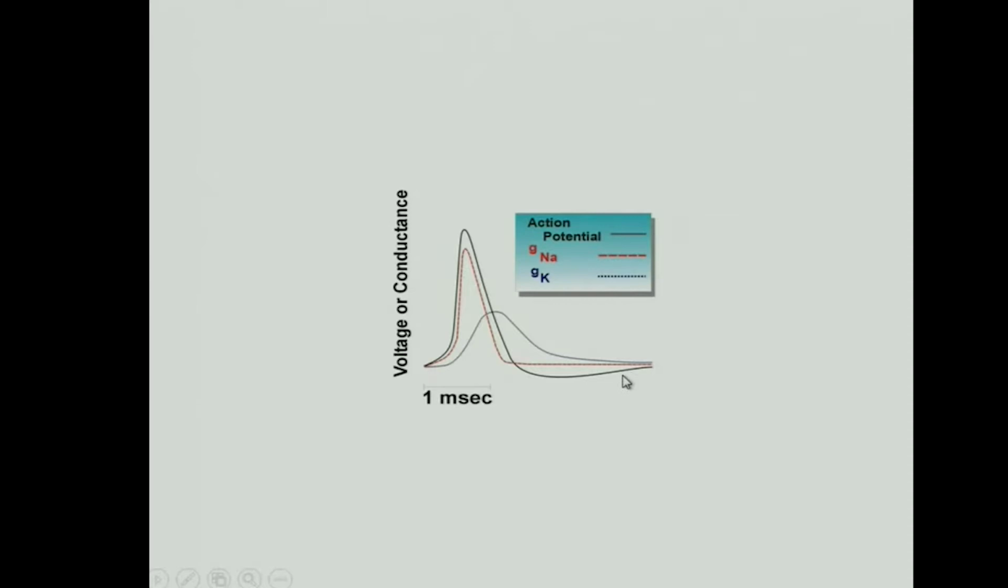So this then is the entire sequence of events that underlies the initiation, the depolarization, the peak value, remember we talked about the overshoot, the repolarizing phase, and the after hyperpolarization. So you need to know all these different phases of the action potential.